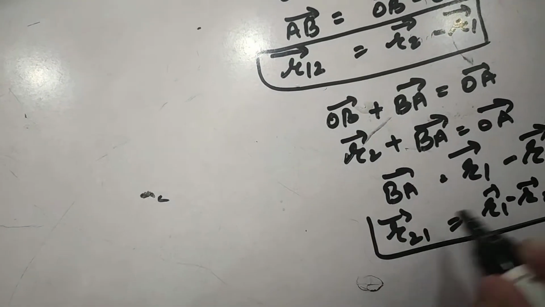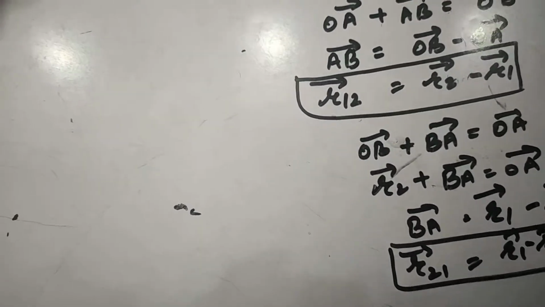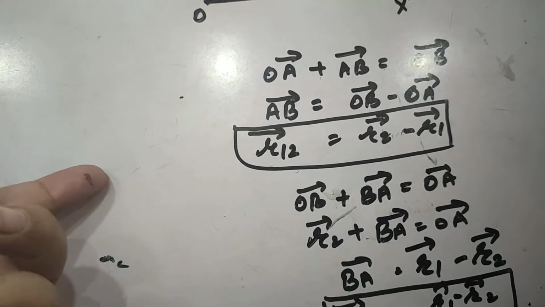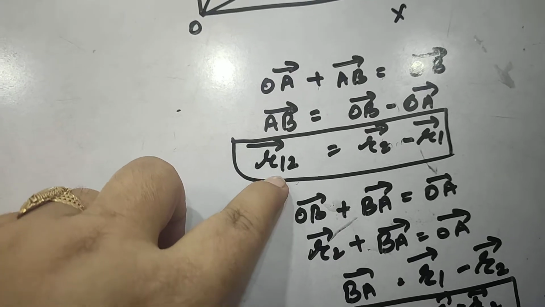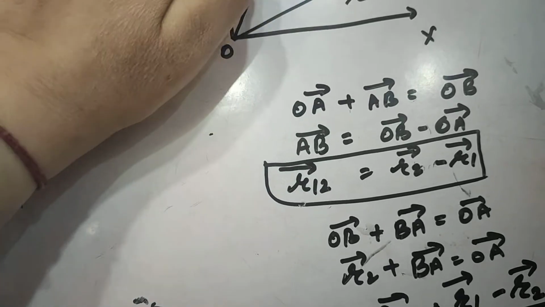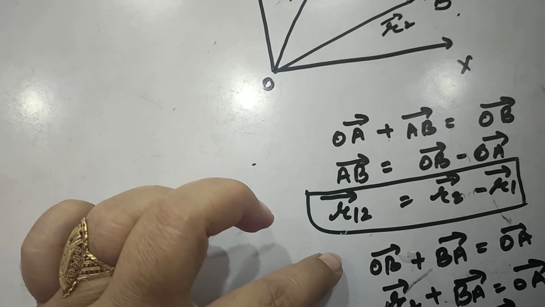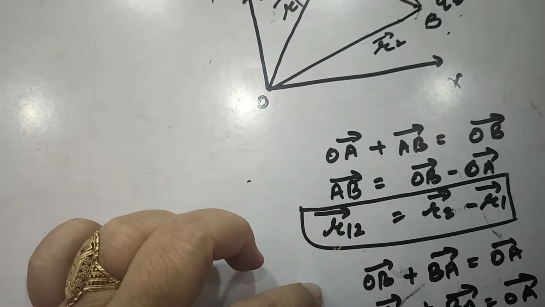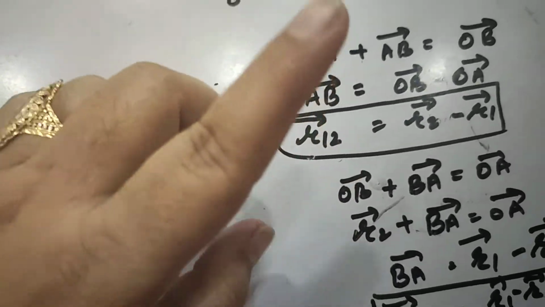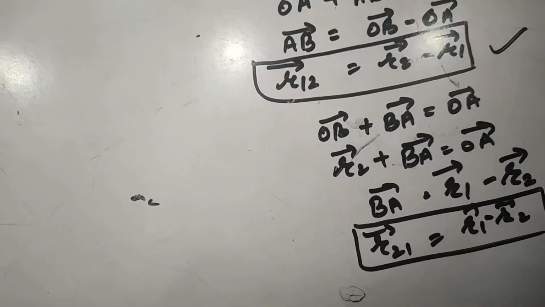If you are finding r12 or r21 in a problem, you can write it directly also. To keep it in mind, just remember that if 1 is here, then 1 will be subtracted, right? So basically we have to apply the triangle of vector addition and find r12. r12 is the displacement of the charge from A to B, and r21 is the displacement from B to A, right? So we find r12 and r21.